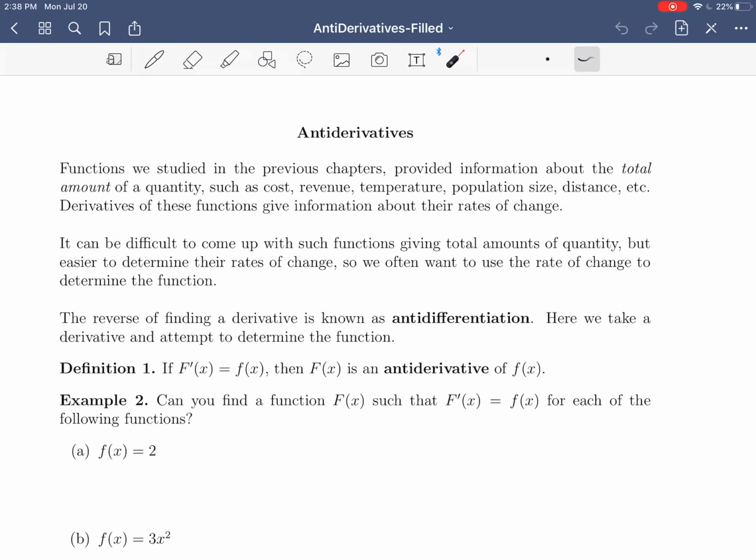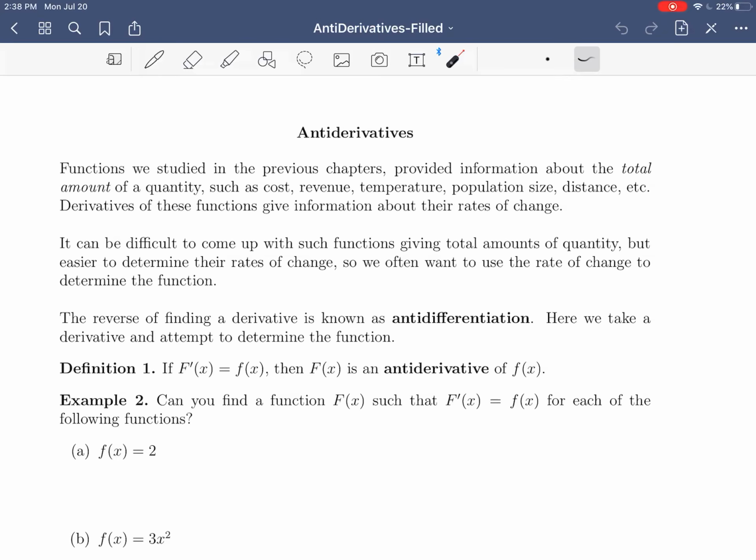So the reverse of finding a derivative is known as anti-differentiation. So instead of differentiation for derivatives, we have anti-differentiation. We want to determine the function from its derivative. So this is the idea of an antiderivative. If you have capital F prime of x equal to little f of x, so when I take the derivative of capital F, I get little f, that means that capital F is the antiderivative of little f.